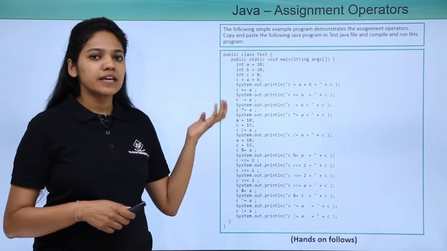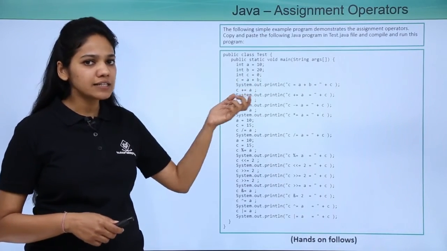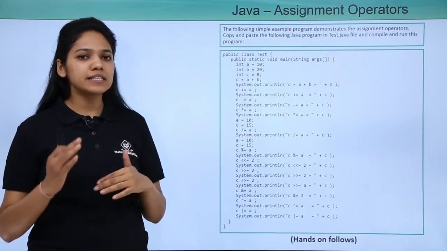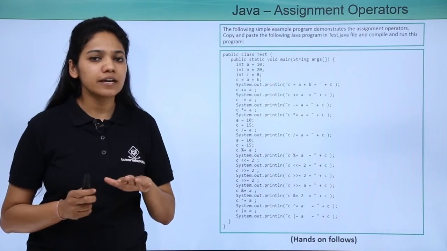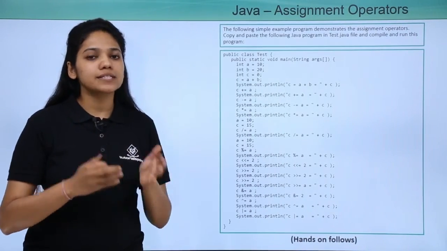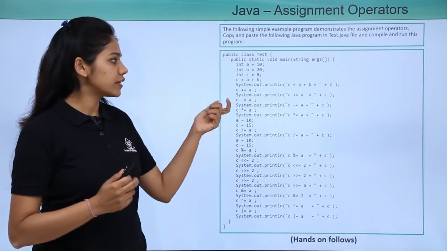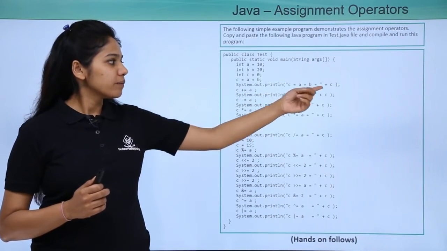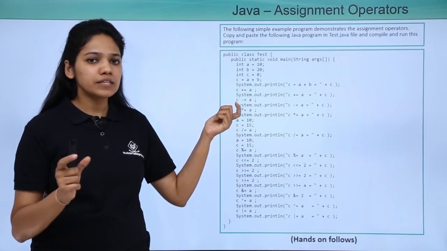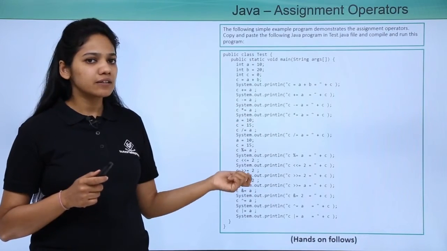We can explain this assignment operator with the help of an example program, where we have created a class and created certain variables holding the values 10, 20, and C is 0. C is 0 here because we are trying to perform certain operations on these two operands, A and B, then store the value in C and print it. In the first statement, C is equal to A plus B, so the sum of these values is stored in C, and then we print C. Similarly, there are certain other operations.